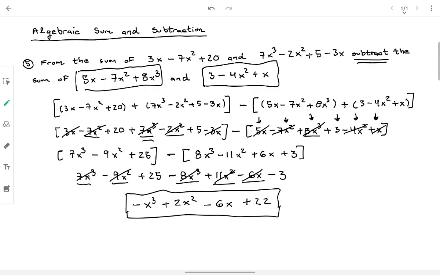So those were some exercises similar to the ones that you will need to do on the activity for today. If you have any questions, please let me know. This is how we make algebraic sum and subtraction.